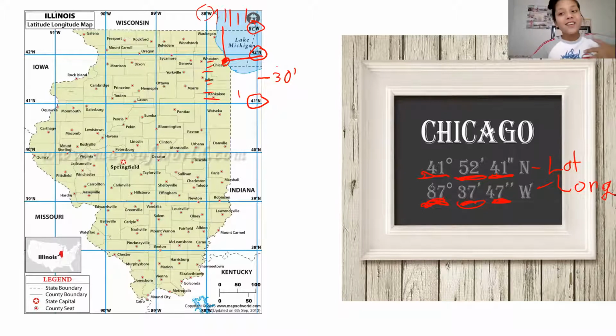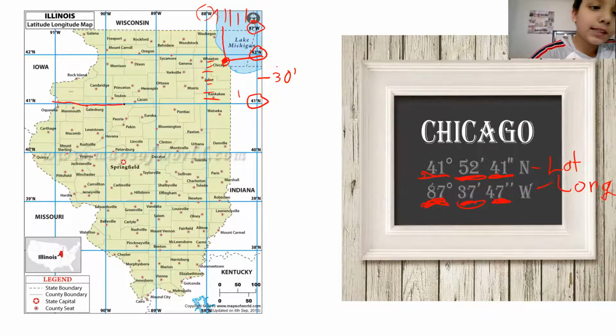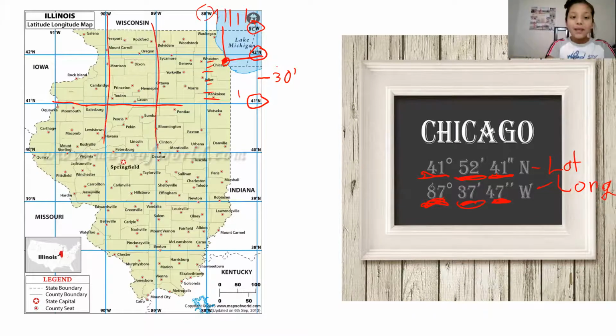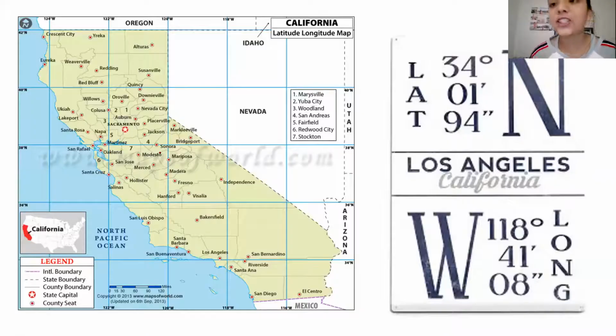Let's find the absolute location of another place. Oh, and remember what I said about Earth's grid. If we put a mixture of latitude and longitude together, they make Earth's grid. And that's how it helps us find the absolute location of places, like we did to Chicago. Okay, now let's find the absolute location of Los Angeles. It's in California, which, as you can see, is right here in the map.